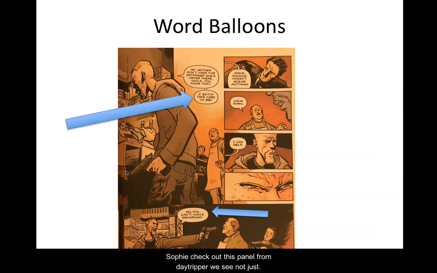So if we check out this panel from Daytripper, we see not just the way the panels are laid out. We have 4 panels running down here, embedded in a larger panel split down here. So each one of these 5 things going down here, we could say are panels on one page, right? And then we see the word balloons pictured here during the robbery.